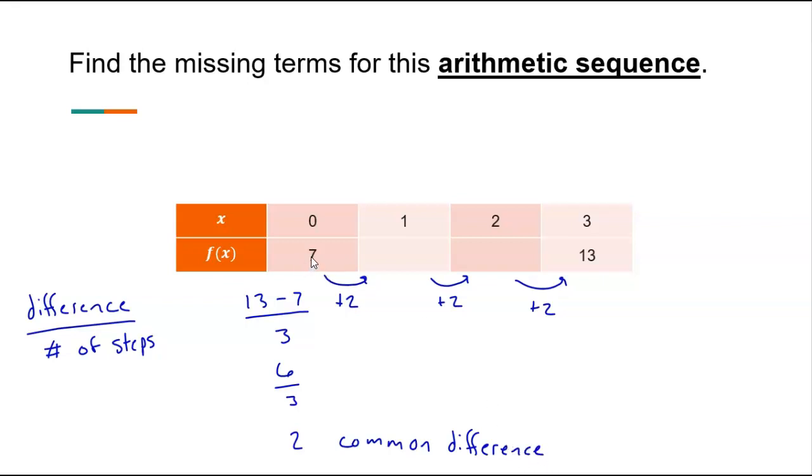And let's see if it worked. We do 7 plus 2, we get 9. 9 plus 2, we get 11. So that was just a quick review of how we found missing terms in an arithmetic sequence.